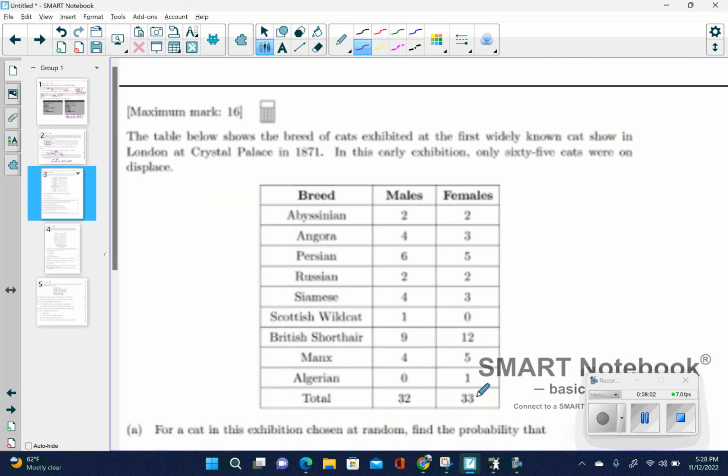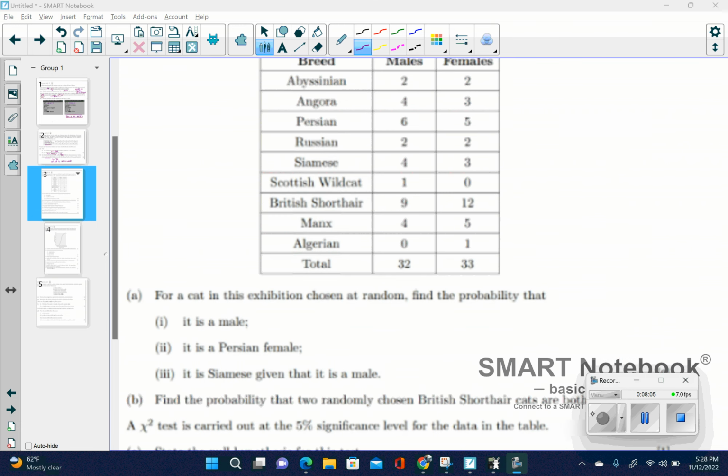So for the next one right here, we have a chart. For the first part, I saw a lot of people get this correct. What's the probability that it is a male? There are 32 males out of 65 altogether. You could have left your answer like that, or you could have said 0.492. Either answer is acceptable.